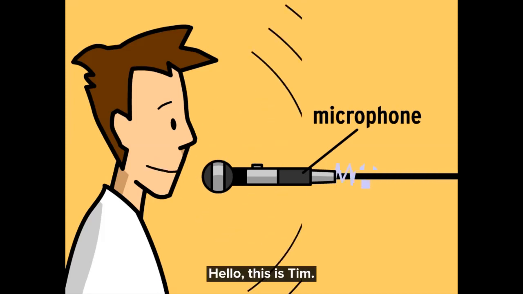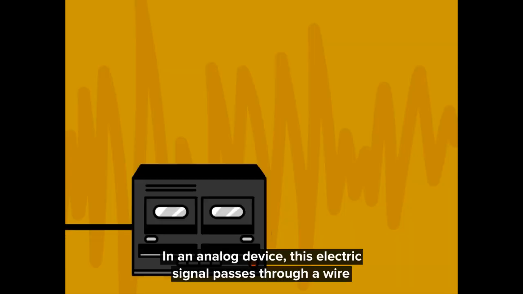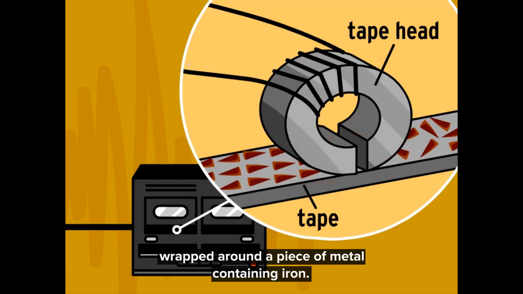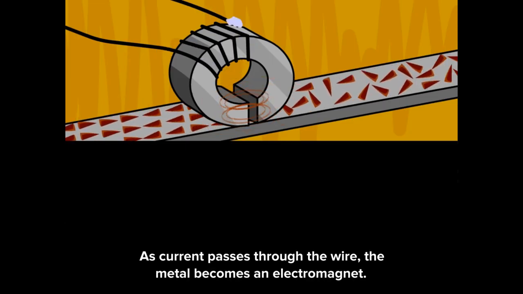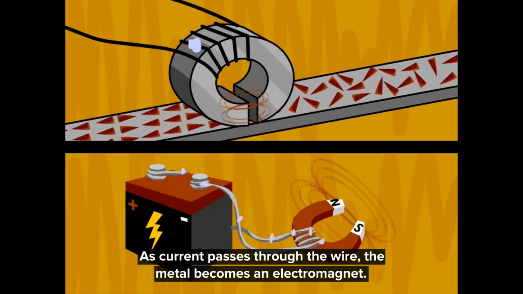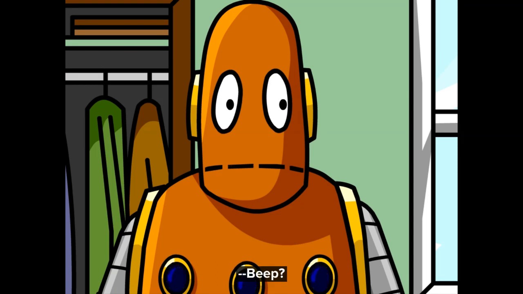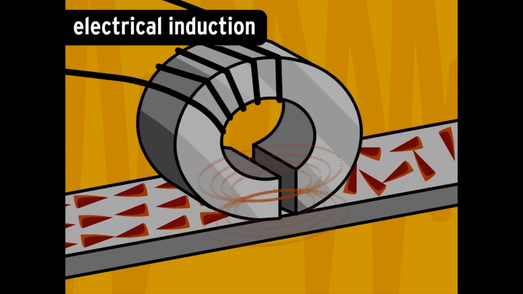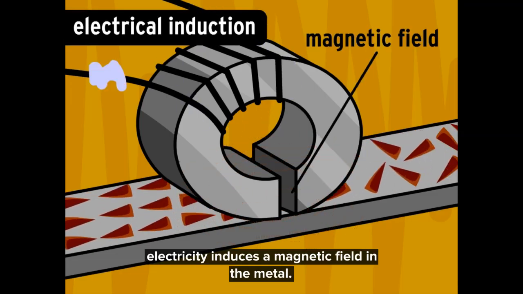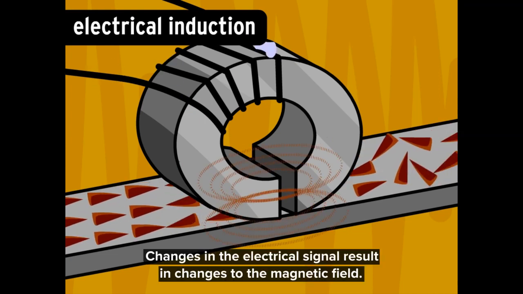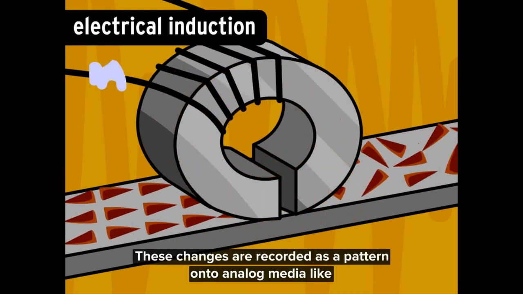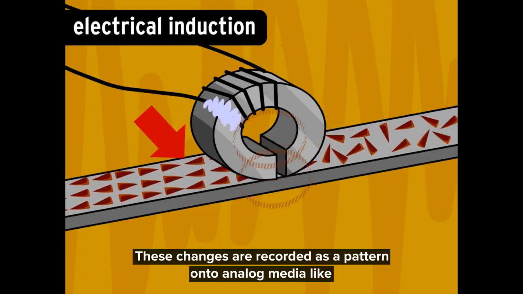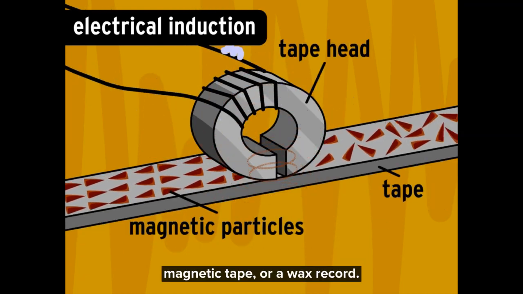In an analog device, this electric signal passes through a wire wrapped around a piece of metal containing iron. As current passes through the wire, the metal becomes an electromagnet. That's called electrical induction. Electricity induces a magnetic field in the metal. Changes in the electric signal result in changes to the magnetic field. These changes are recorded as a pattern onto analog media like magnetic tape or a wax record.